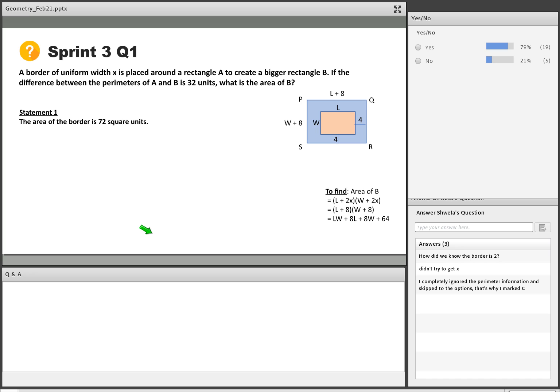Here's statement 1. Area of the border is 72 square units. Well, area of the border, we had a similar question in sprint 2. It means the blue region, which is big rectangle minus small rectangle. Now, how many? I will reopen the poll. Please tell me if you are one of those people who thought this statement is sufficient.